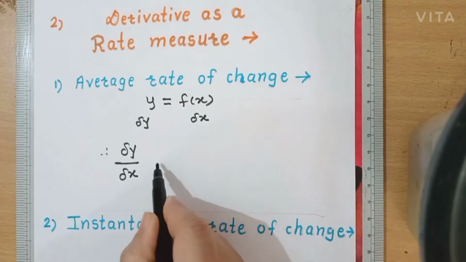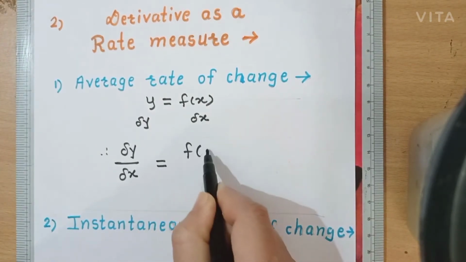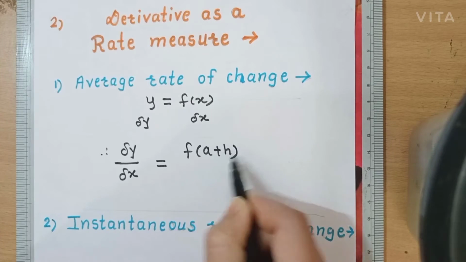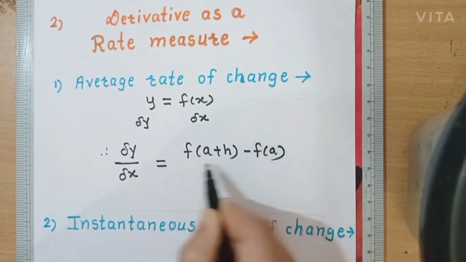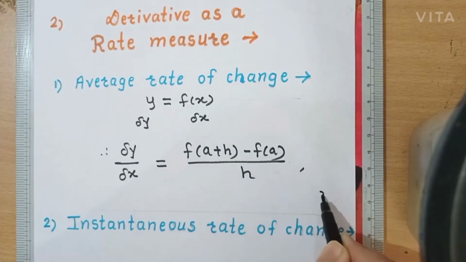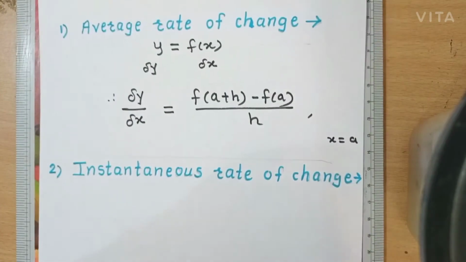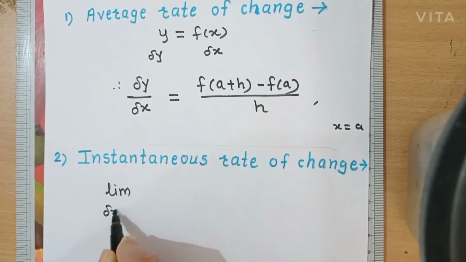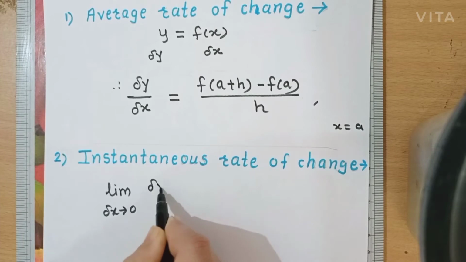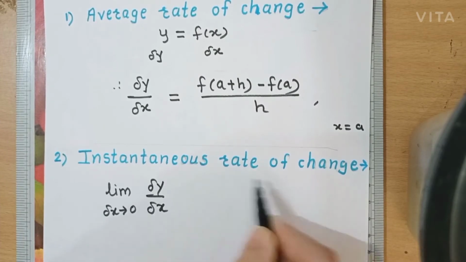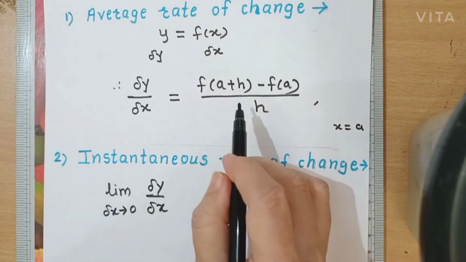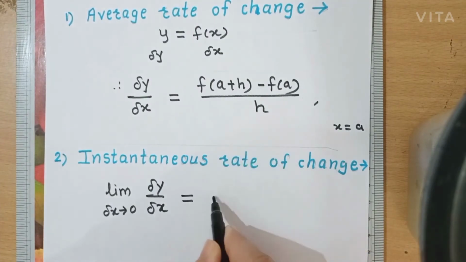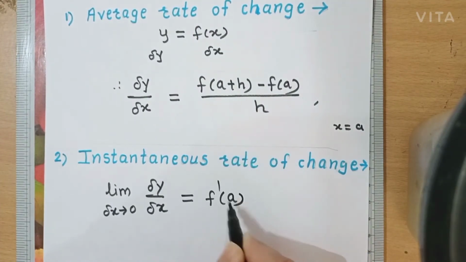of change. We have seen that this again can be given as f of a plus h minus f of a upon h at x is equal to a. We know this, and if we take the limit for this as delta x tends to 0, then this is called the instantaneous rate of change. And if we take the limit, this is nothing but the derivative of the function at point P.